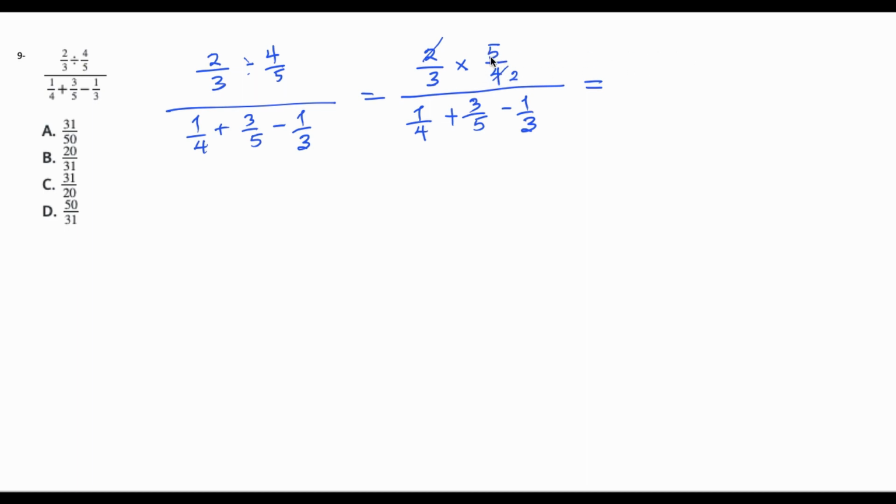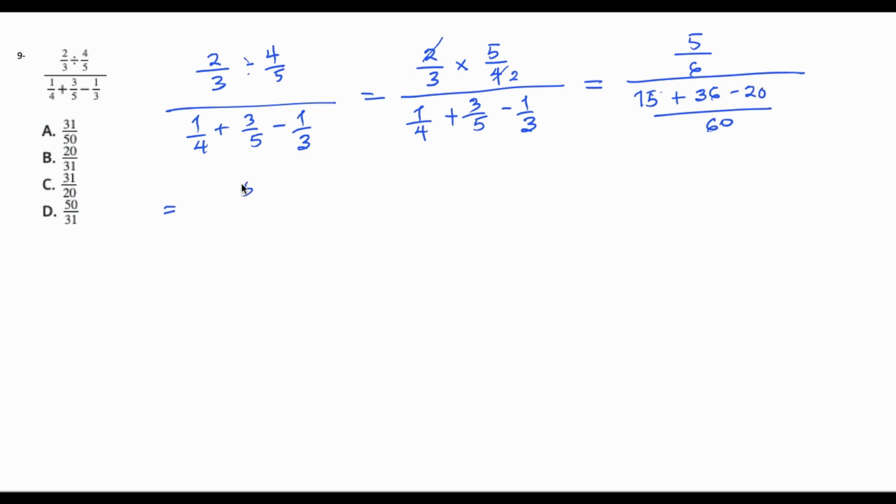So now we have 5 divided by 3 times 2, which is 6. All over, if we find the LCM of all we have here, that's going to be equal to 60. Now 60 divided by 4 is 15. 15 times 1 is 15. 60 divided by 5 is 12. 12 times 3 is 36. 60 divided by 3 is 20. 20 times 1 is minus 20.